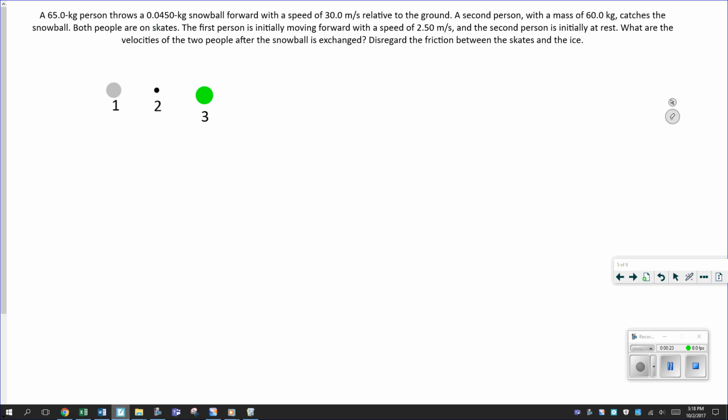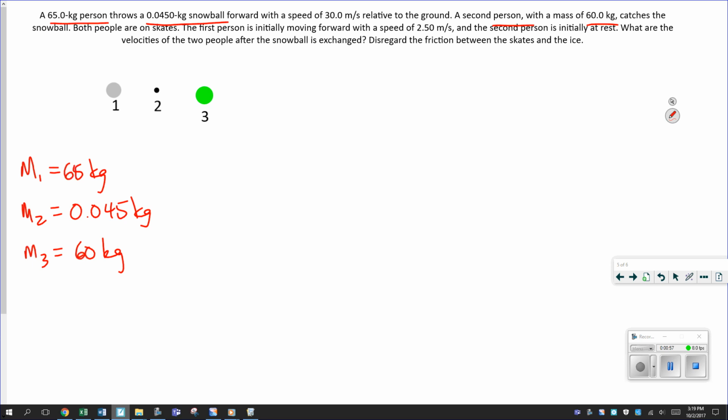There's a person. There's this 65-kilogram person. There's this snowball, and there's this other person. I'm actually going to identify those as three different masses. That says 65. M2, 0.045. M3, 60. Okay, and so let's talk about what happens.